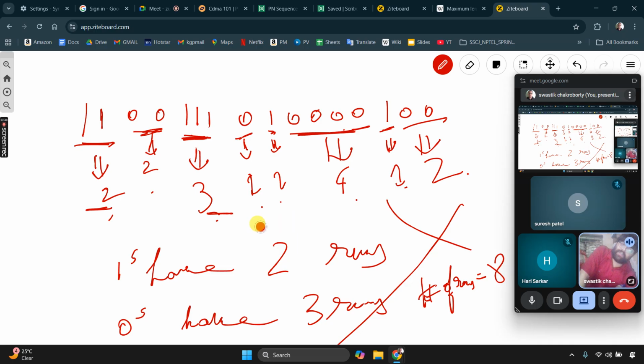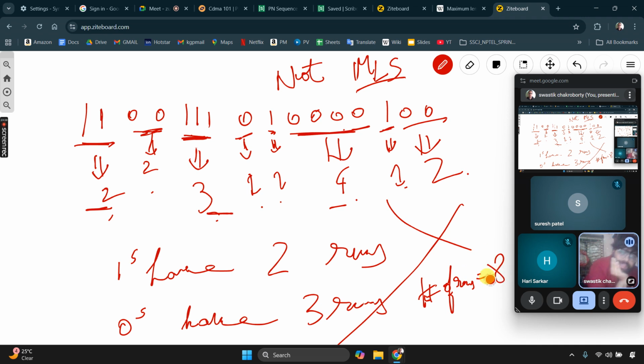Out of which how many are of length 1? 3 are of length 1. So this is not MLS, not a maximal length sequence. It means the polynomial with which this was generated is not a primitive polynomial. Thus, this is not an M sequence, because the number of runs of length 1 is 3. But in a maximal length sequence, the number of runs of length 1 should be 4, because the total number of runs is 8.